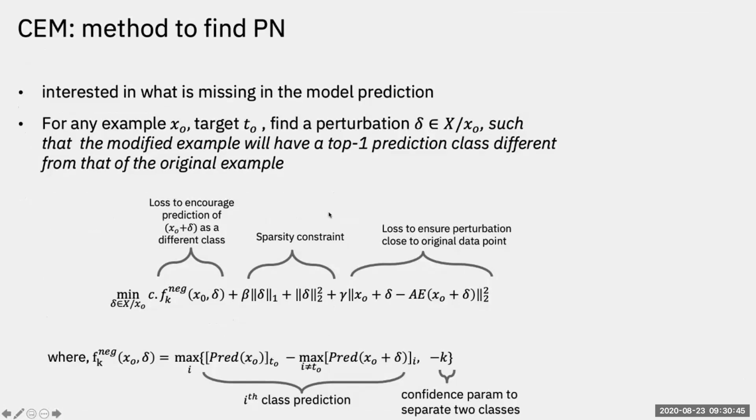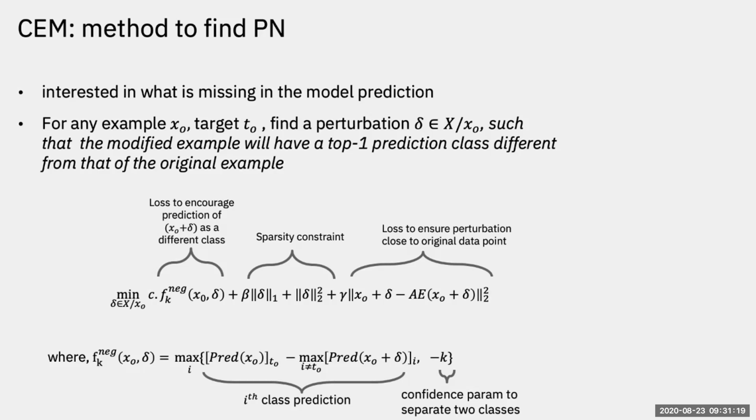So let's dig deeper into this CEM method, and I'll describe here how the algorithm can find the pertinent negatives and pertinent positives. First, I'm describing the pertinent negatives. The basic idea about finding the pertinent negative is that, given a data sample X naught and its target class label T naught, all it's trying to find is the missing components of the same class T naught.